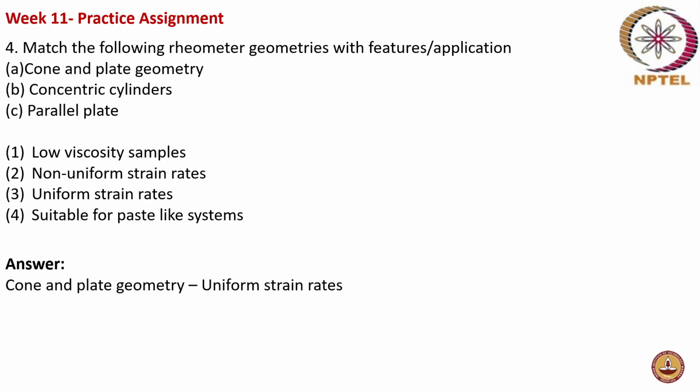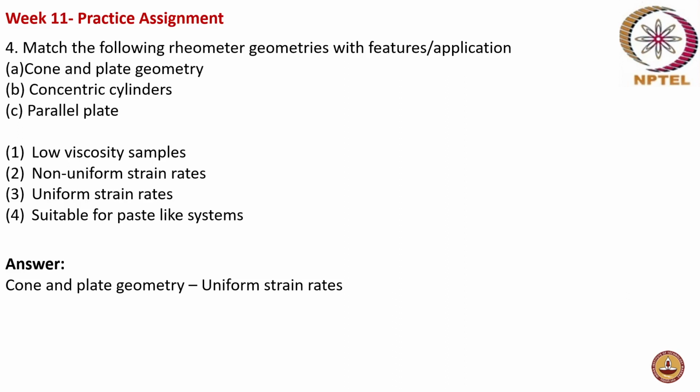Cone and plate geometry, as you said, is for uniform strain rates. Since you have a tapered cone end, the velocity increases as you go along the radius, and simultaneously your height is also increasing, so your strain rate remains uniform. Whereas in parallel plates, since the plates are parallel, your velocity will increase along the radius, but the height is not increasing, so your strain rates are not uniform.